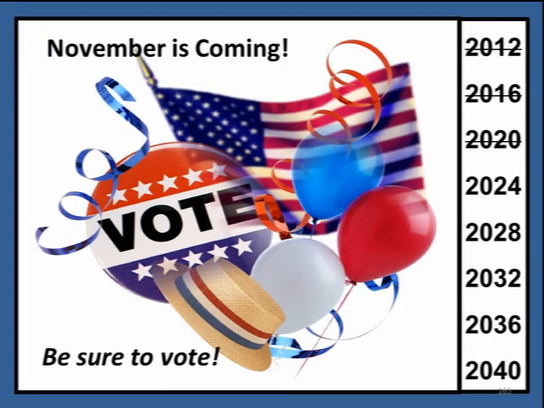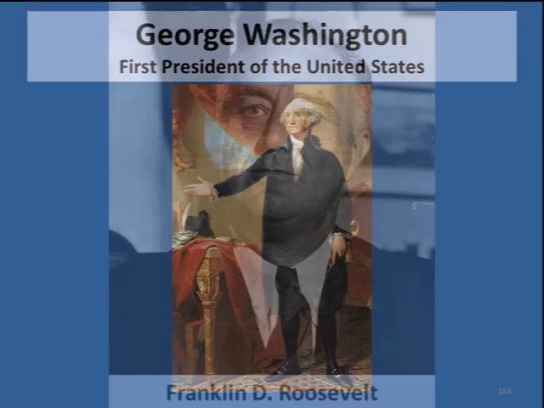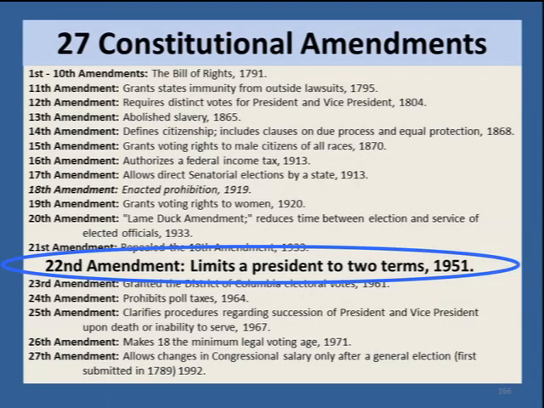Presidential elections are held every 4 years in November. All citizens over the age of 18 can vote for president. Though he could have served longer, the first president, George Washington, set a precedent by serving only 2 terms. Franklin Roosevelt is the only president to have served more than 2 terms. He died in 1945 at the beginning of his 4th term. In 1951, the 22nd Amendment was passed, and now presidents are limited to 2 terms.